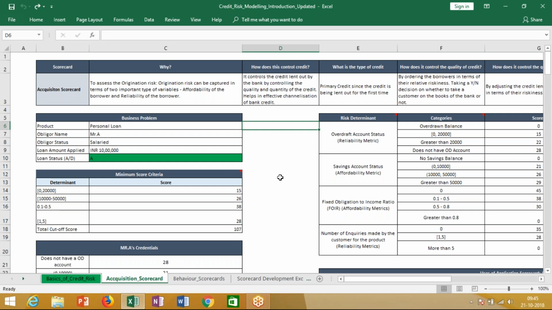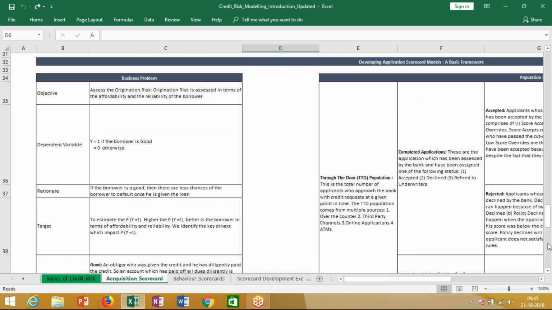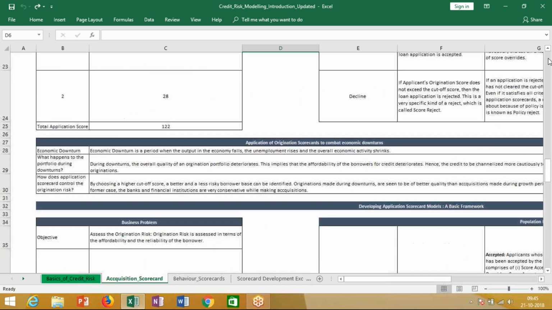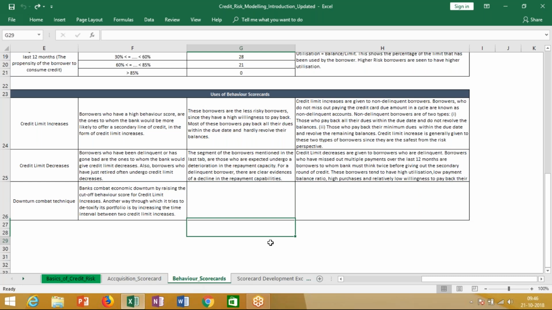Okay, from here, let's move on to the next part. So now, do you guys have a clear idea of the working of an application scorecard? I'll come back to the technical details when we move into the model development parts. We'll be talking about it in more detail. But before that, we'll talk about the next set of scorecards, which is your behavior scorecards.